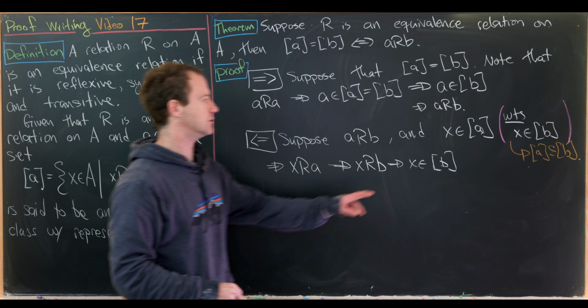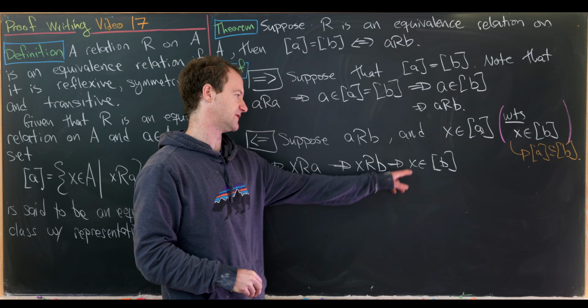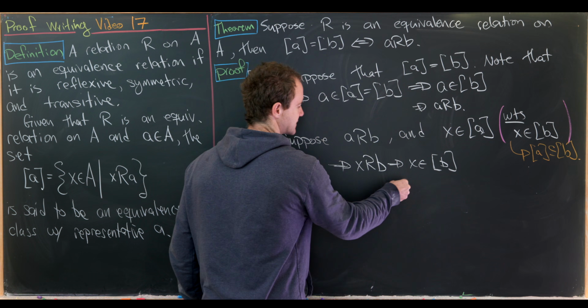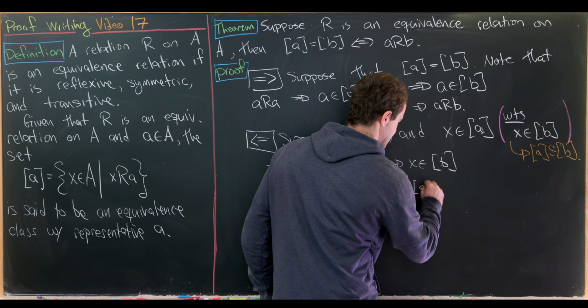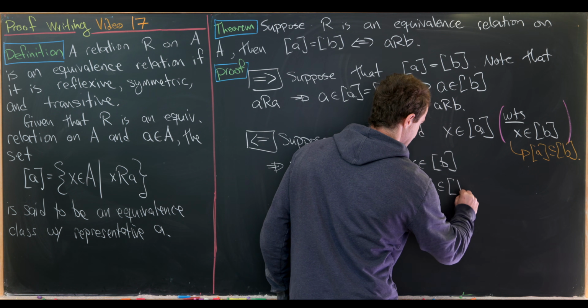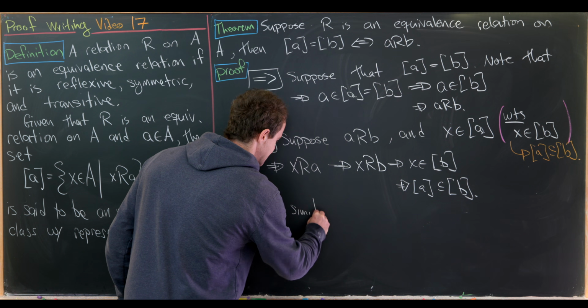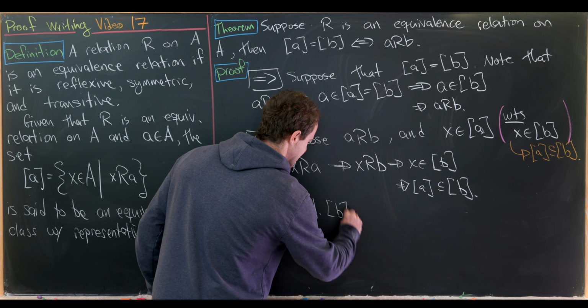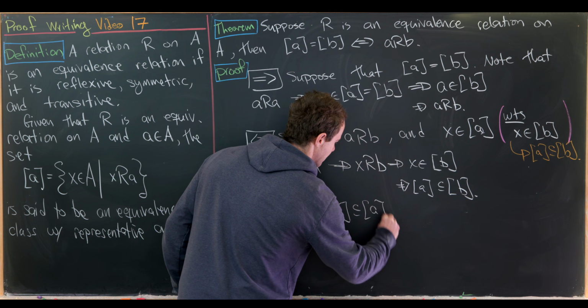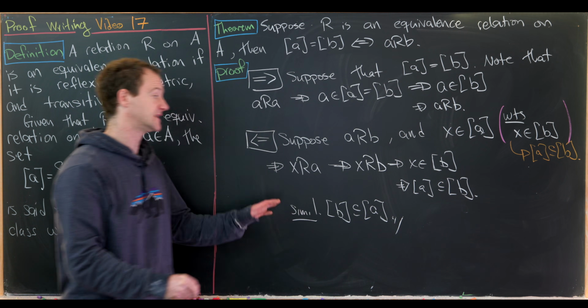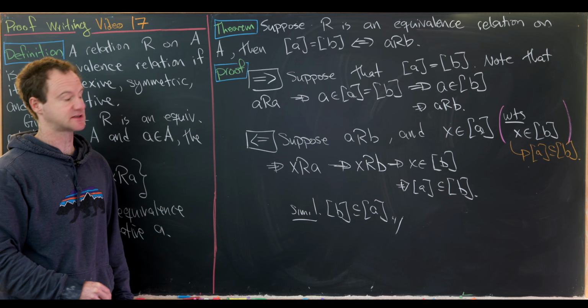Okay, so what did we do? We started with X's in the equivalence class of A, we ended with X's in the equivalence class of B, so that means the equivalence class of A is a subset of the equivalence class of B. And then similarly, the equivalence class of B is a subset of the equivalence class of A, and thus they are equal as sets.